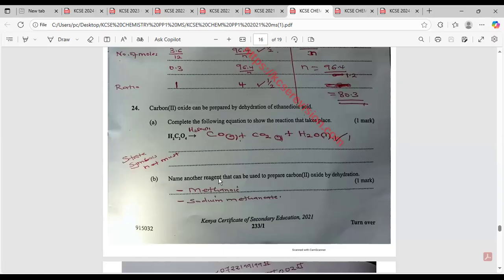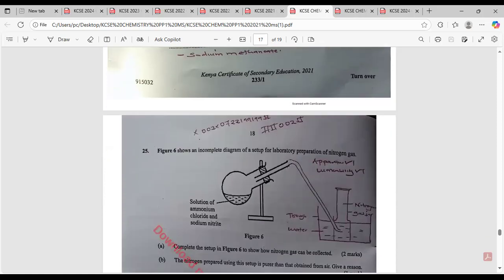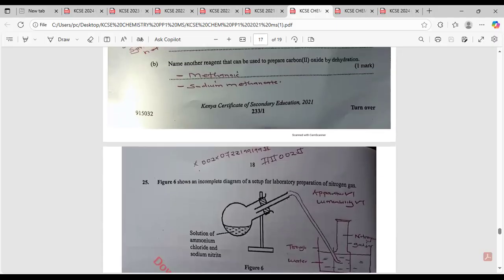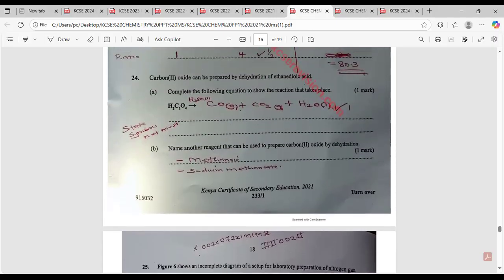Name another reagent that can be used to prepare carbon dioxide by dehydration. That is methanoic acid. That is methanoic acid. Then, before I go to the next question, these questions are very many. Those are already 14 marks.